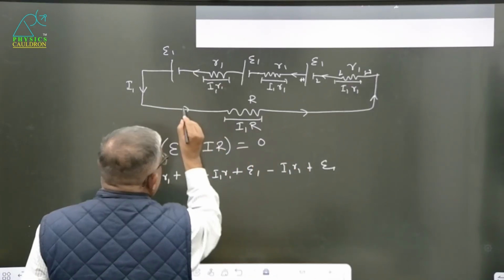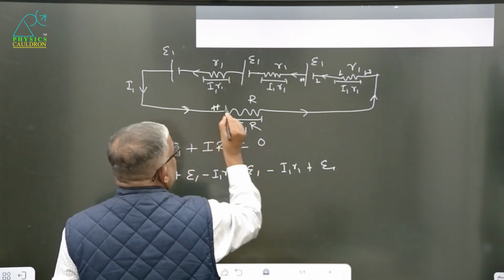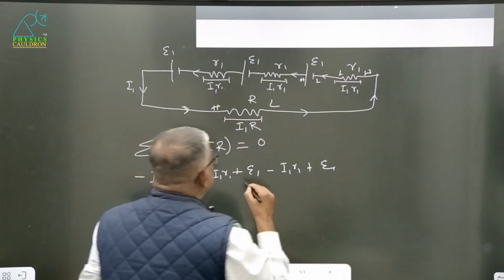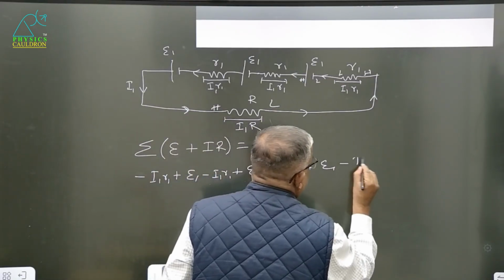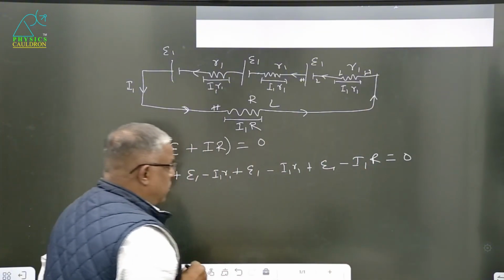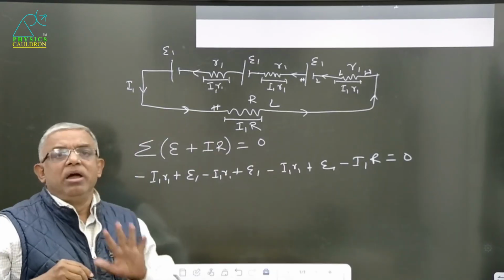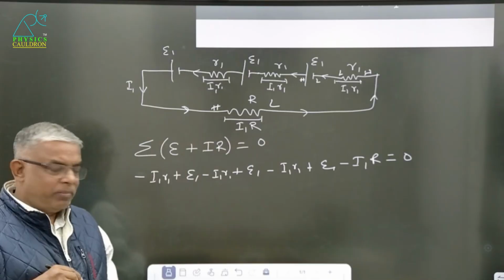In going from here to here, again you are going in the same direction as the current, that means you are going from higher to lower. So going down means going negative. That is minus I1 R, and you have come back to the same place, so it is 0. This is how we have applied Kirchhoff's voltage law in this entire loop.